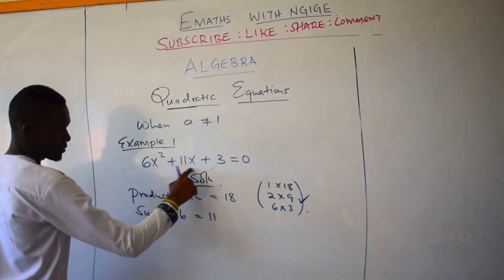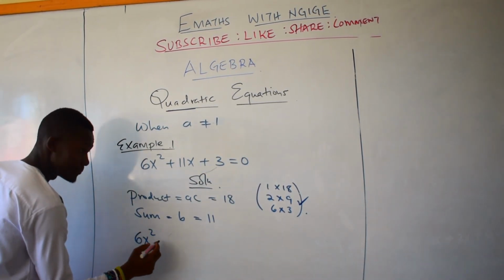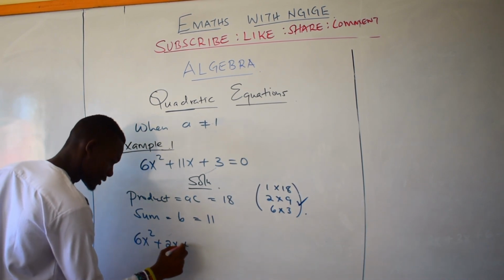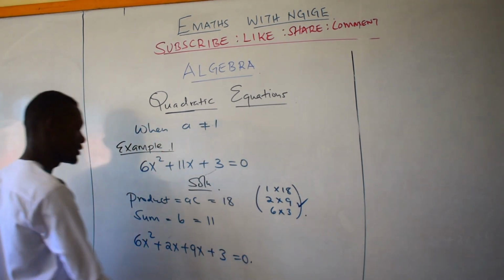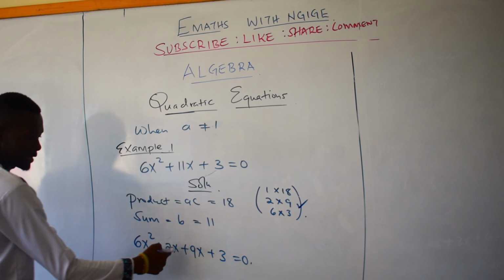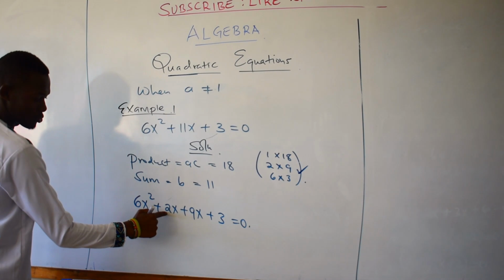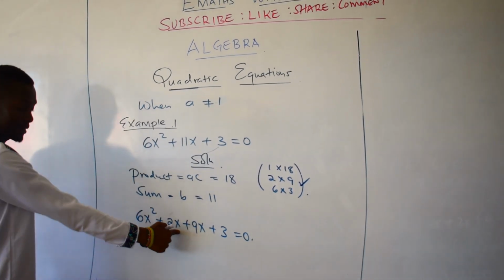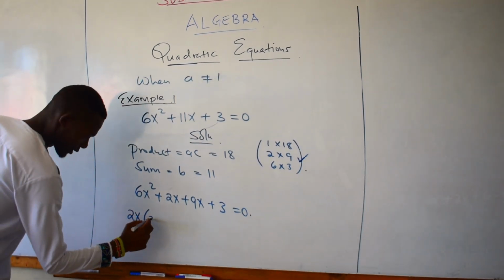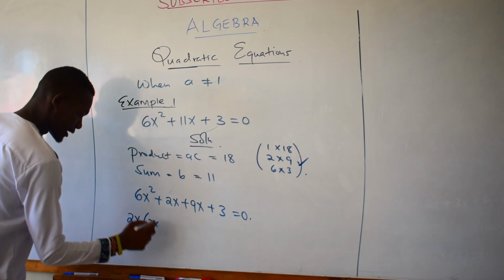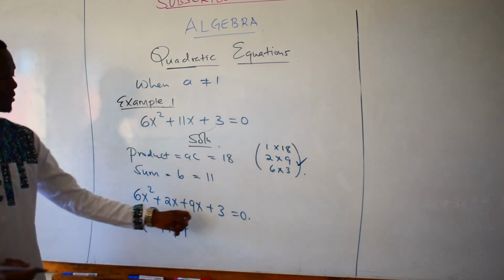Now split the middle term with this arrangement. So we have 6x squared plus 2x plus 9x plus 3 equals 0. Take two terms at a go. Take the first two terms. What is common between these? We have 2, which is common, and we also have an x. So we have 2x, then 3x plus 1 remains there. Then, what is common between the last two terms?